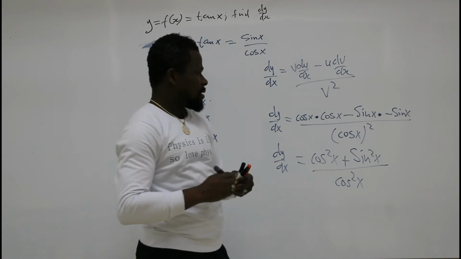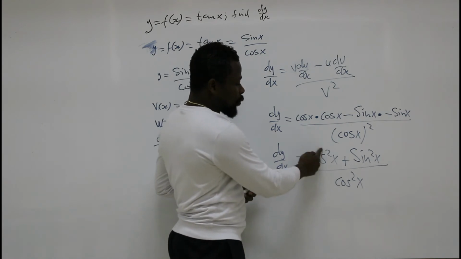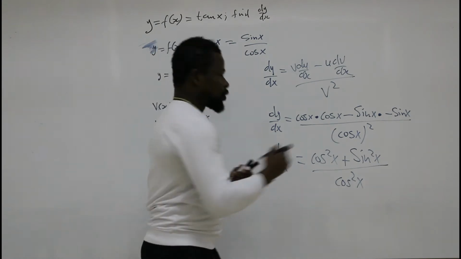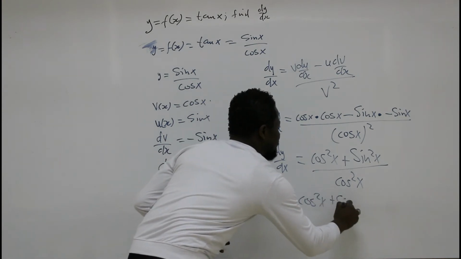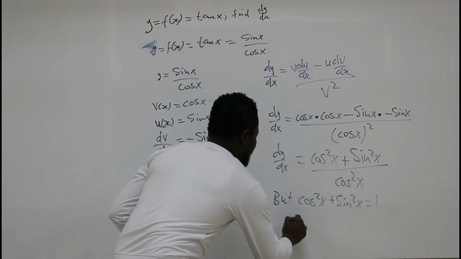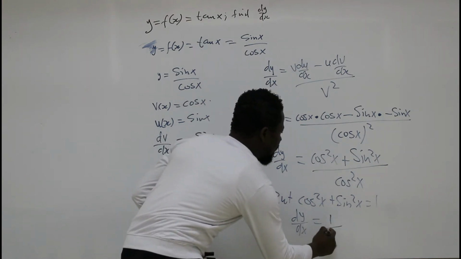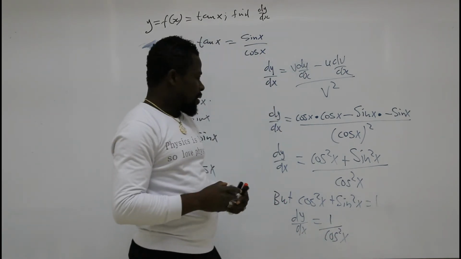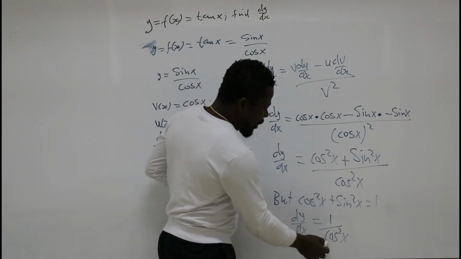Once I have this, remember that there is an identity. What is that identity? When you have cos squared x plus sine squared x, it must be equal to 1. So I replace that with 1, so that my dy/dx is now equal to 1 over cos squared x. Now, something beautiful is coming out here. We have 1 over cos squared x.